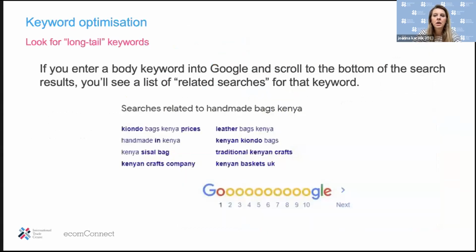Another great place to get ideas for long tail keywords is on Google search. So if you enter a body keyword into Google and you scroll to the bottom of the search result, you'll see a list of related searches for that keyword. So, searches related to handmade bags Kenya, in this example. So you have a few related searches, and maybe here you can also find relevant keywords that you could use, because you can see people are looking for them.